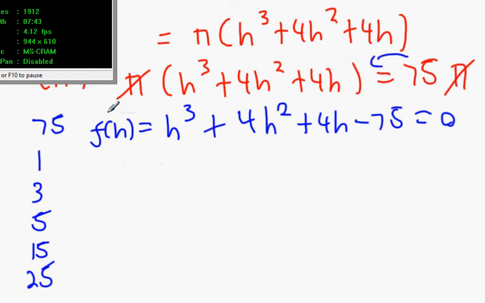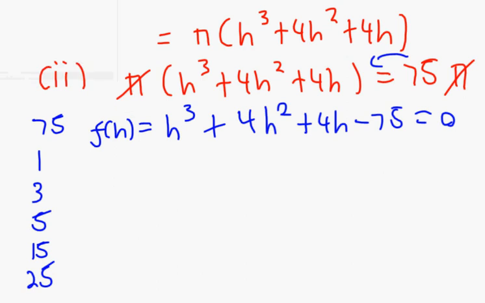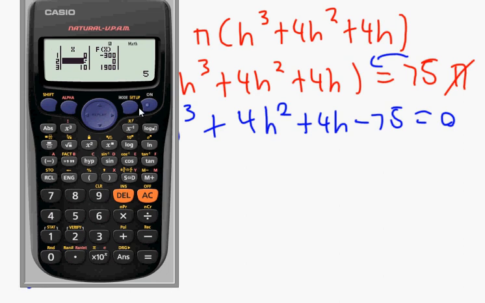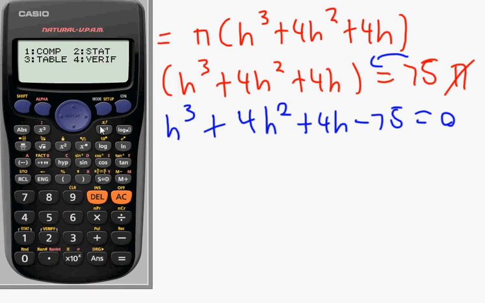Now, what's going to happen is we're going to just use the calculator again, okay? So we're going to mode, the table function's already up, so if you aren't used to it, mode, table. Instead of h's, you're going to use x's. X cubed plus 4x squared plus 4x minus 75.